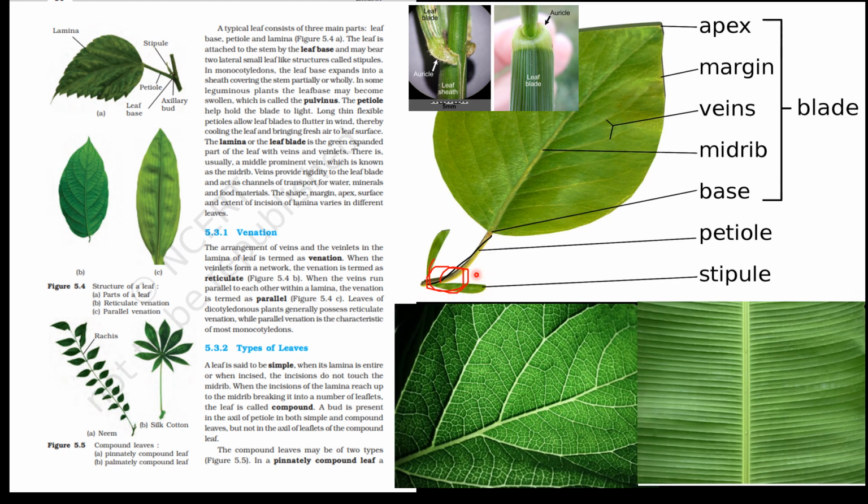The petiole is the region that helps in the movement of the lamina according to the wind. And this is the lamina or the blade, in which photosynthesis takes place. And this is the region where we can see the veins.